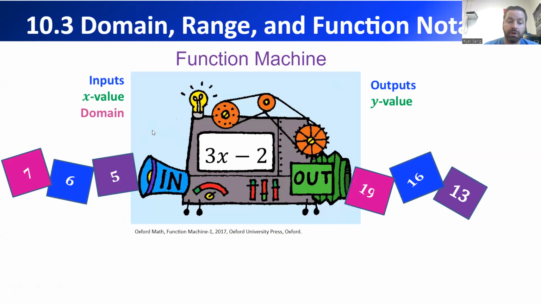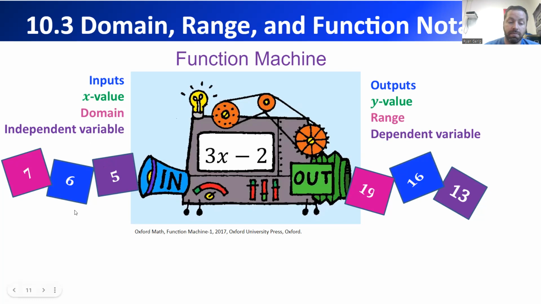There's another word, domain. That means your inputs, X values. It means basically the same thing. It's also an independent variable. We choose that one. Depending on what we choose is what comes out. And those are the range numbers, and also the dependent variable. So those numbers depend on what you put in.